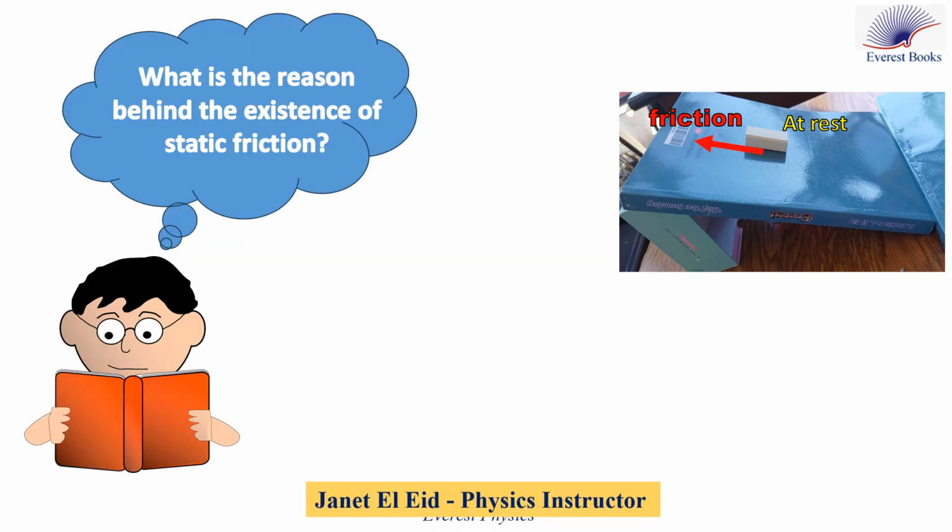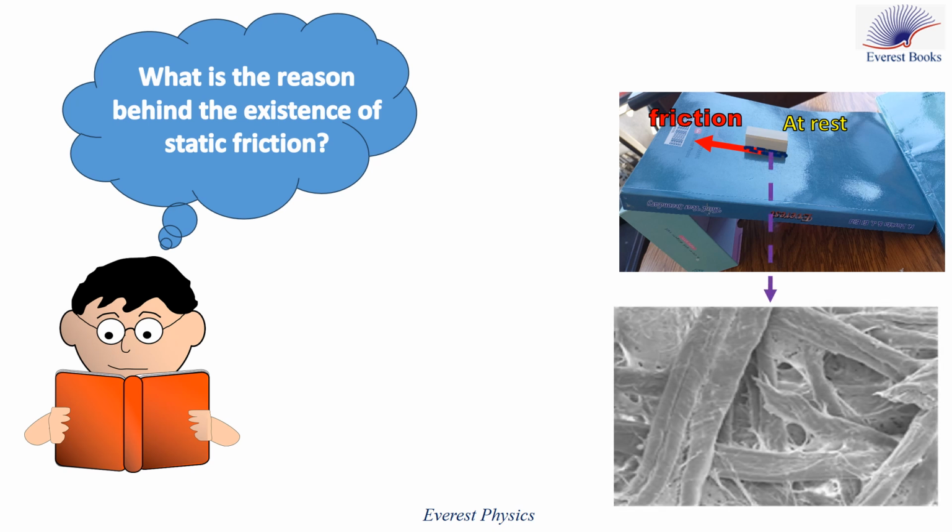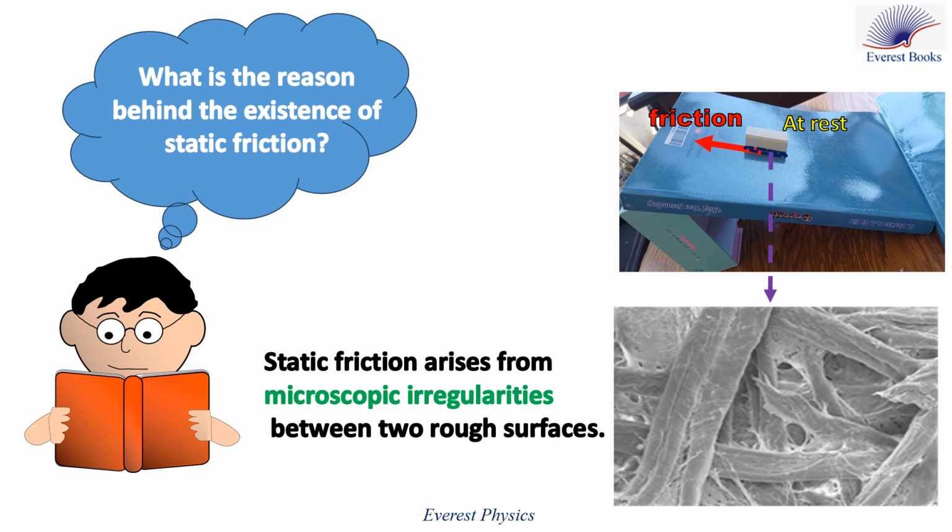What is the reason behind the existence of static friction? If the contact areas between the eraser and the book are magnified hundreds of times, as shown in this figure, we observe microscopic irregularities. Static friction arises from microscopic irregularities between two rough surfaces.